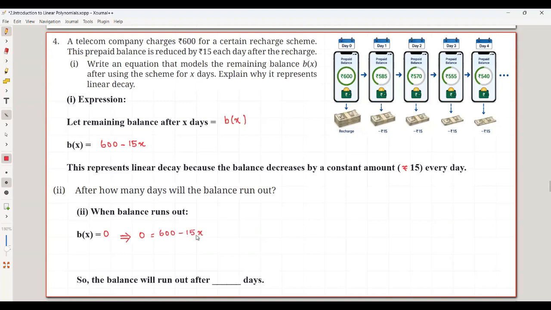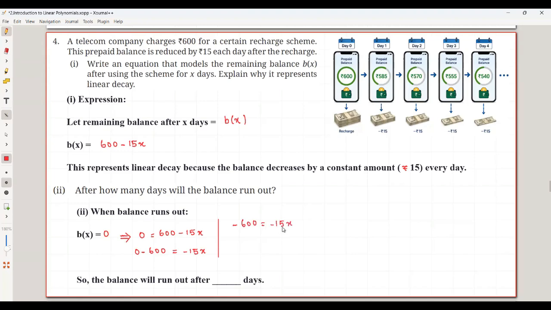This is a linear equation, which we can write in a simple way. Change the place: bring the 600 to this side. 0 minus 600 is equal to minus 15x. So 0 minus 600 is minus 600, which is equal to minus 15x.